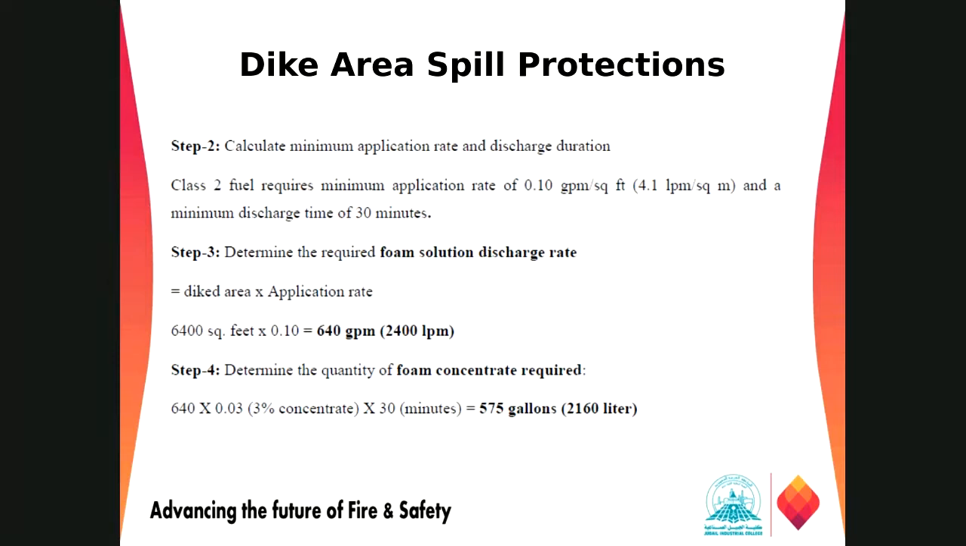So we need 640 gallons per minute of foam water solution into those areas. Now we calculate the foam concentrate required. 640 multiplied by 0.03, which is 3%, and then multiplied by 30 minutes. We need 575 gallons of foam concentrate for this application, which will be enough for 30 minutes. Based on that, we have to size the bladder tank capacity or maybe the atmospheric foam storage tanks for this application.